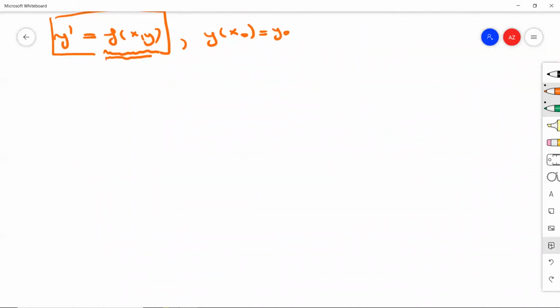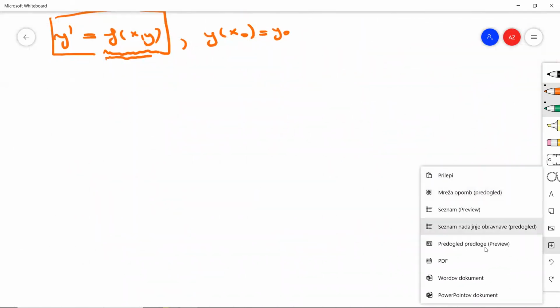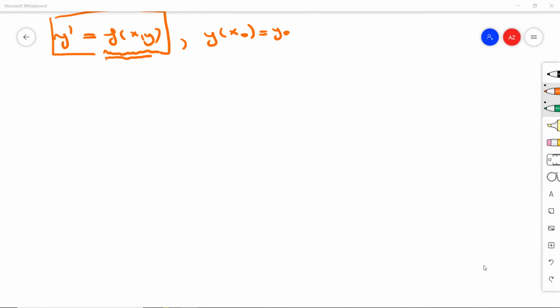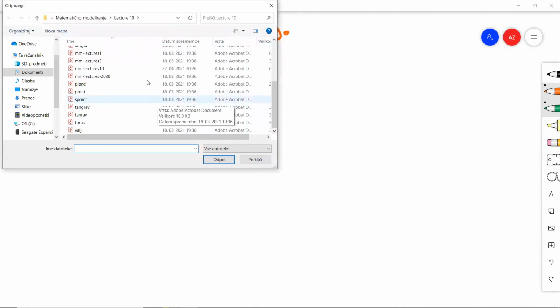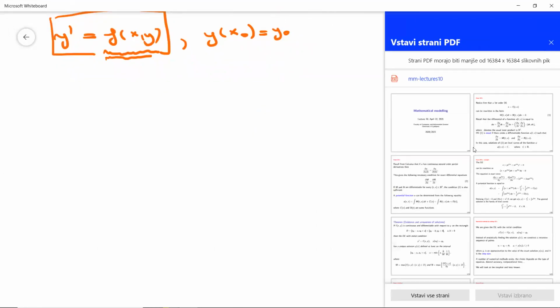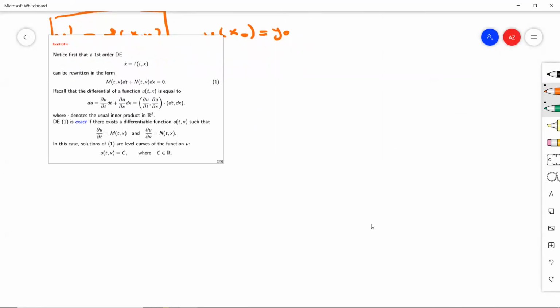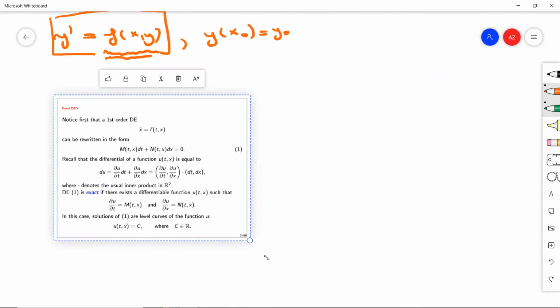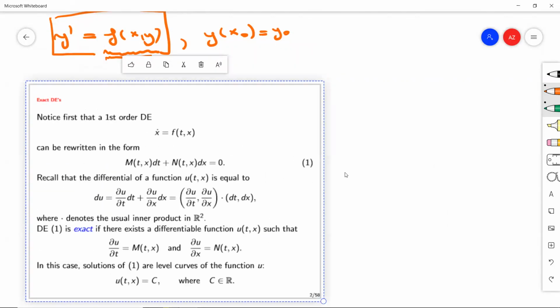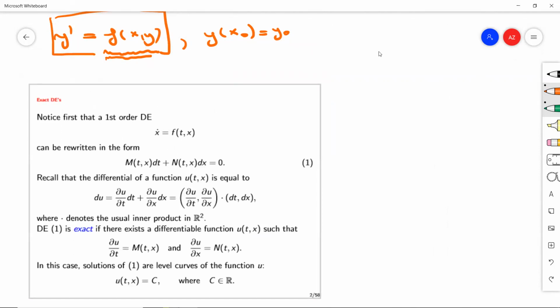Okay, if not, then let's first look at the so-called exact differential equation. This is another differential equation which can be solved explicitly, analytically. It's very connected with what you know from analysis, from the chain rule. So we have, again, a first order differential equation. x prime is a function of t and x.